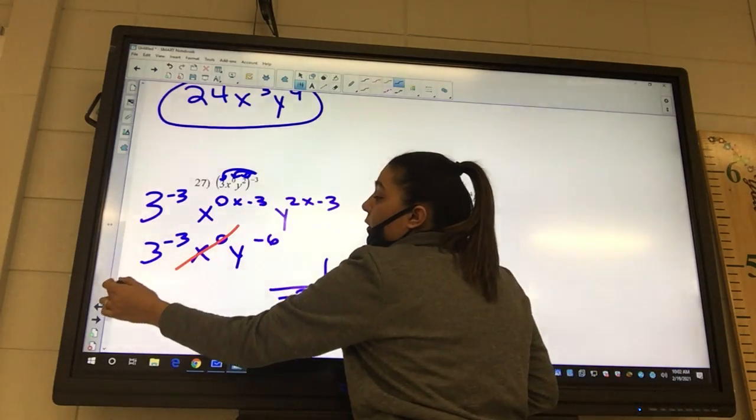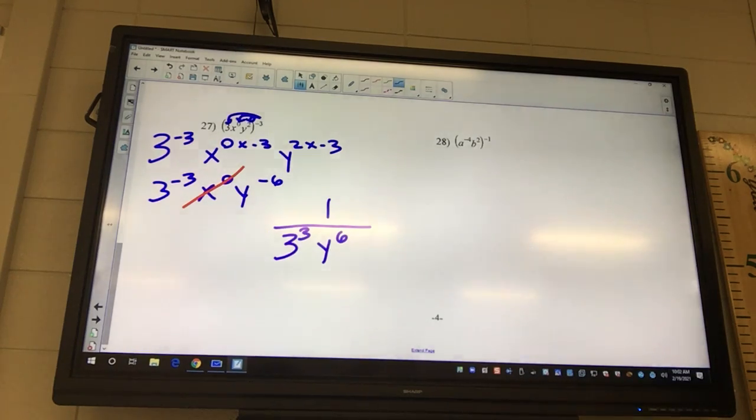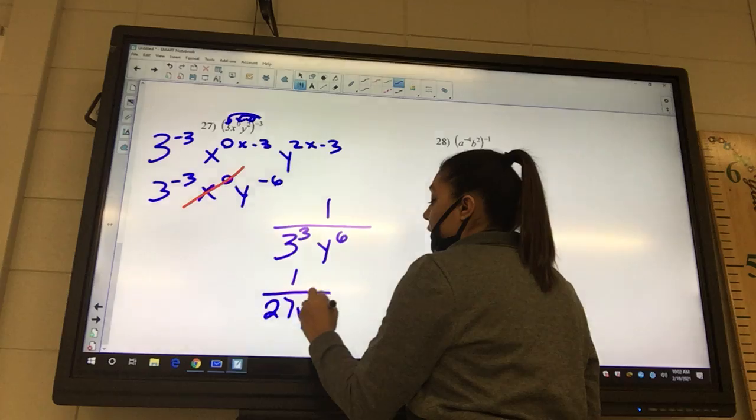Okay, are we finished? Yes or no? Yes. Oh, wait. No, we're not finished because what can we simplify? 3 to the power, 3 to the 3. Why do we have to simplify the 3 to the 3? Why couldn't we just leave it? This has letters and numbers in it, so that means we need to finish simplifying, okay? So what is 3 to the 3? 27. So it's going to be 1 over 27 y to the 6th.